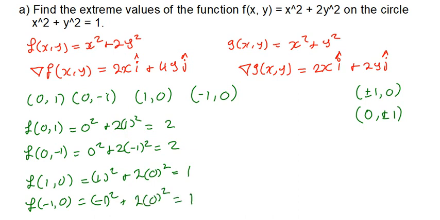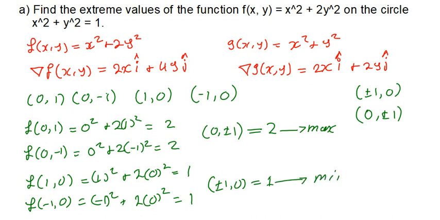So what you observe is that on the critical points 0 comma positive or negative 1, the value that we get is a 2, which is our max. Then when you have the points positive or negative 1 comma 0, we get a 1, and that's our min. Hence we have determined it.